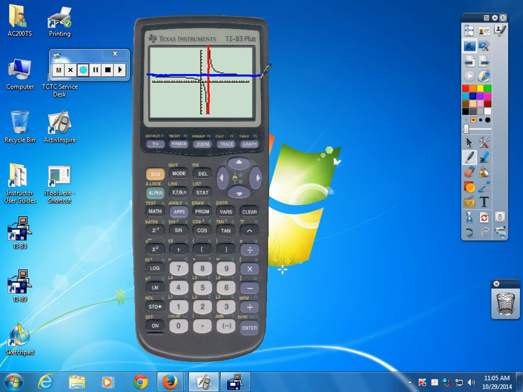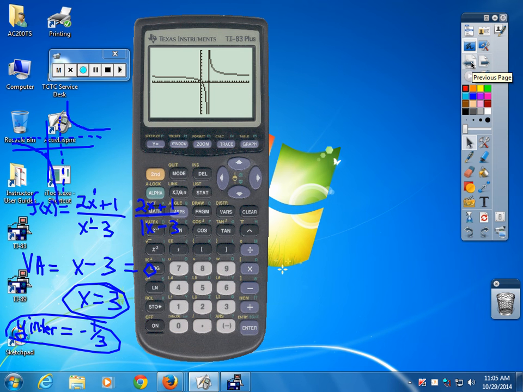Go back to the problem, pull it back up. There it is. There's mine right there. And that's what I want you to be able to do. I want you to be able to sketch the graph by using the vertical and horizontal asymptotes. Find the domain, find the range.